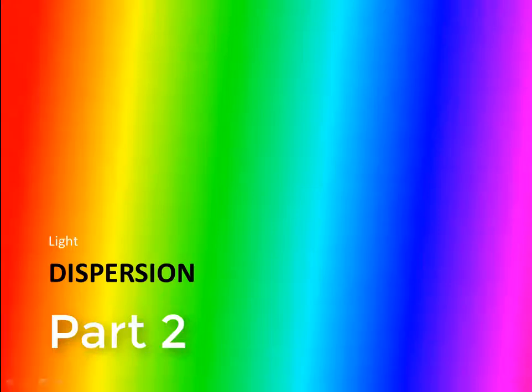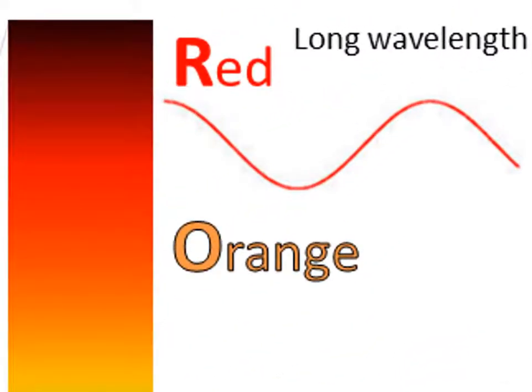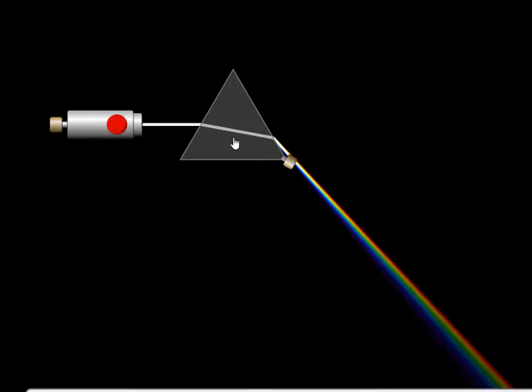Why do these different ways that we've looked at separate light into its colors? The reason is because red, orange, yellow, green, blue, indigo, and violet light differs according to wavelength, and so they are bent differently as they travel through something like water or glass. What do I mean by this?